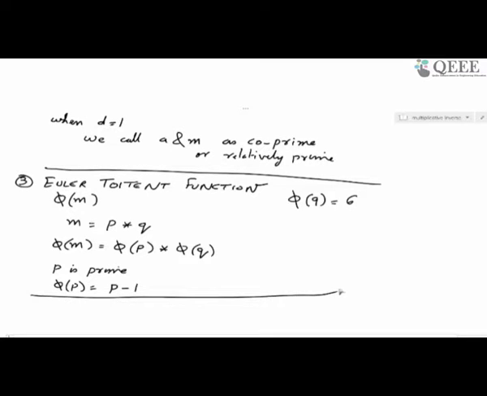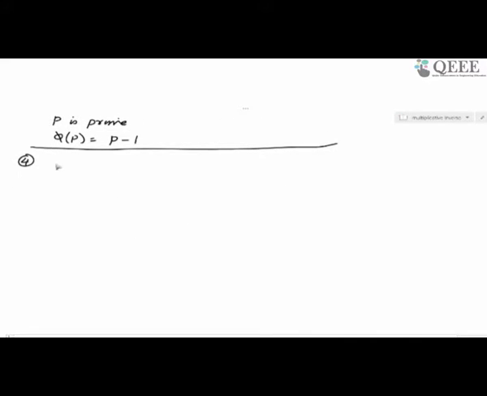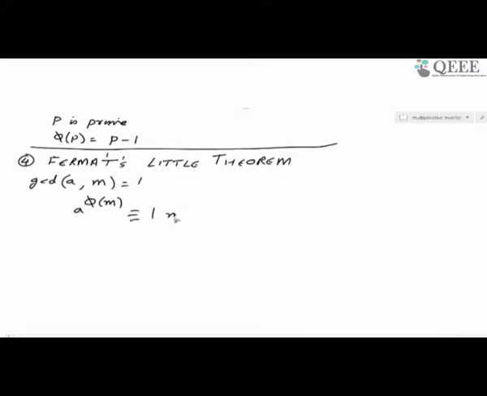And another very important theorem which we actually looked at yesterday was called Fermat's little theorem. So what we said was that suppose we had some A and some M such that the GCD of A and M is 1. It means that A and M are co-prime or relatively prime to each other. Then we said that A to the power of phi of M is congruent to 1 mod M. Right? This is a very, very important theorem for us.